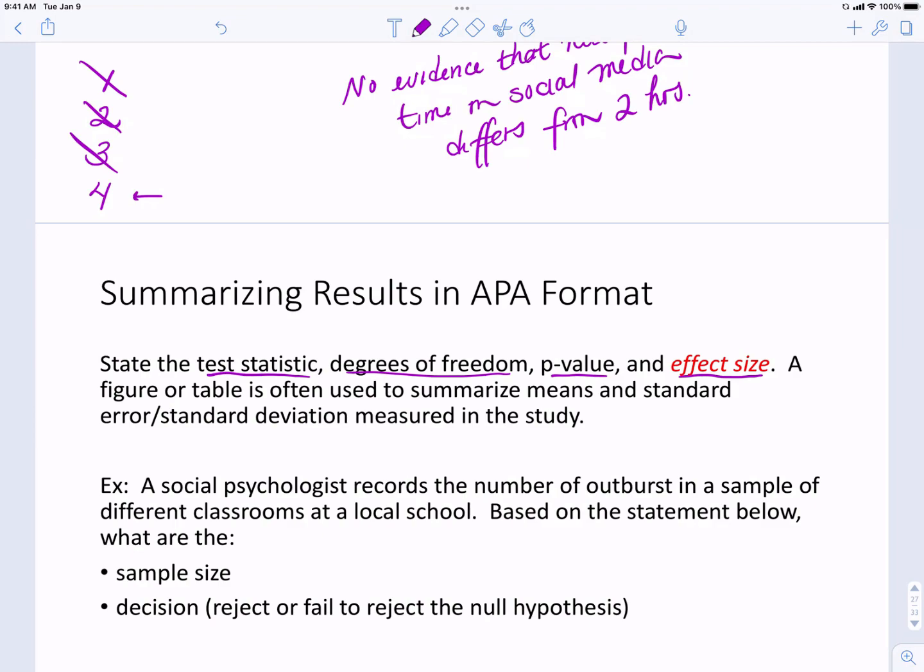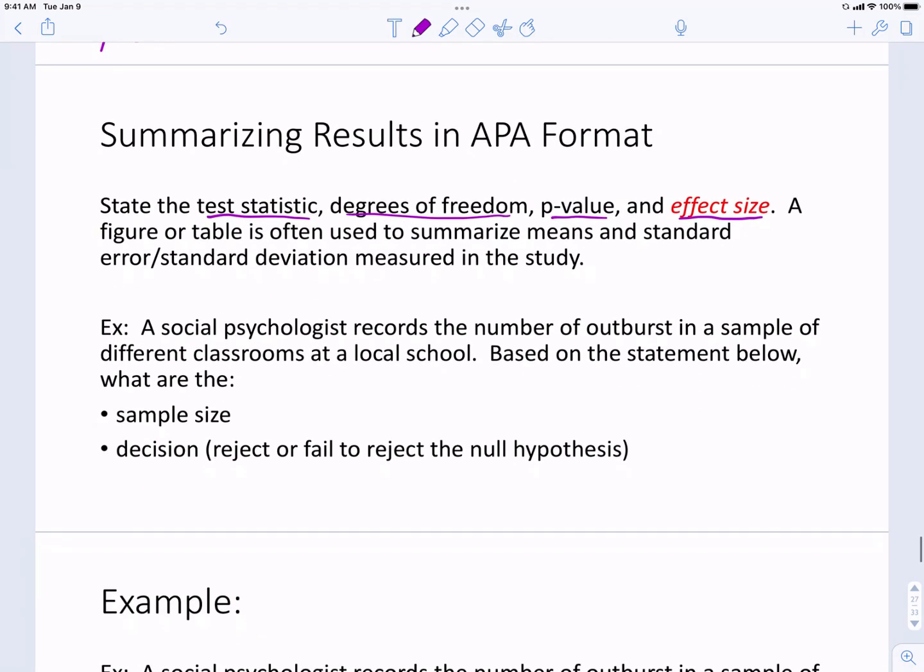Often, a figure or a table is used to summarize means and standard deviations and standard errors that were measured in the study. So, for example, a social psychologist records the number of outbursts in a sample of different classrooms at a local school. Based on the statement below, what are the sample size and what was the decision to reject or to fail to reject the null hypothesis?